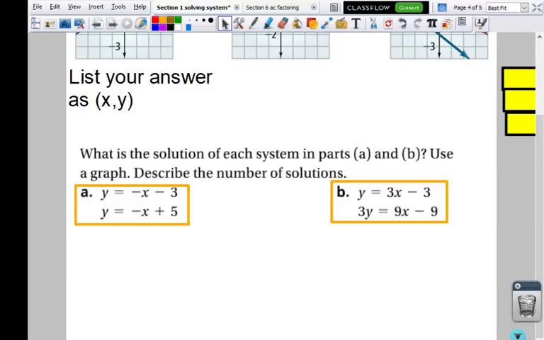I got no solution. No solution, because they're parallel, right? Yes. Let's go no solution, and if you're feeling lazy like me, you can go NS for no solution.